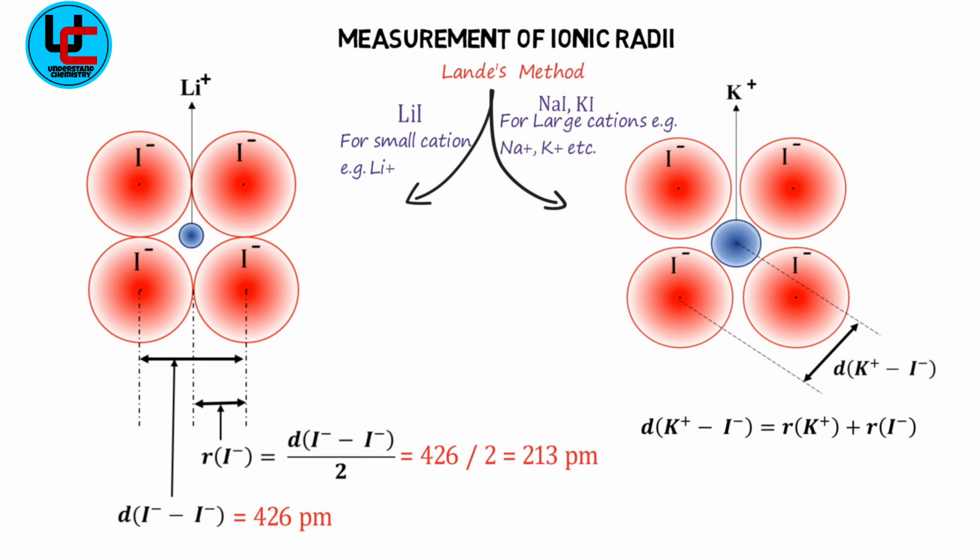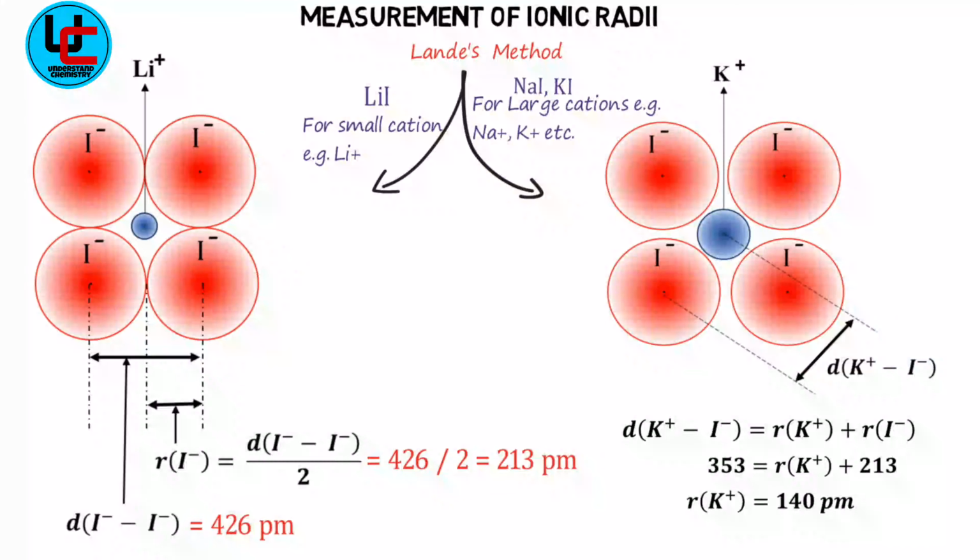Hence, in the potassium iodide ionic crystal, d(K-I) will be equal to the radius of the potassium ion plus the radius of the iodine ion. If the internuclear distance between potassium and iodine is 353 picometer and the radius of the iodine ion is 213 picometer, then the radius of the potassium ion is calculated as 140 picometer.